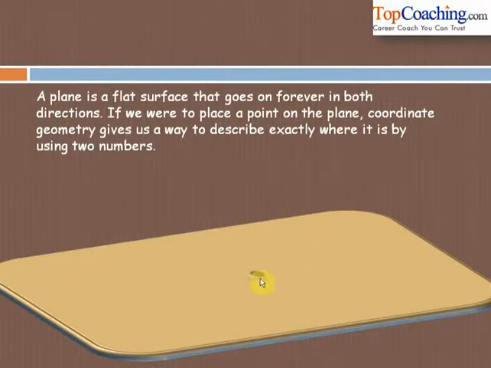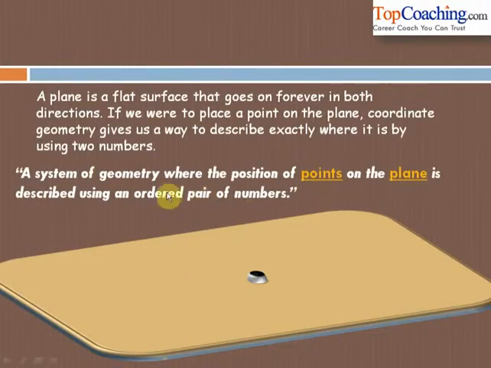Now if I say there's a point in this plane, now this plane is infinitely large, and if I ask you what is the exact location of this point in this plane, then how are you going to tell me? So there lies the solution. Coordinate geometry is the science that helps us to describe the exact location of any point in a plane. And this too, it is done by using two numbers. So now what we can say is a system of geometry with the position of points on the plane described using an ordered pair of numbers is exactly coordinate geometry.